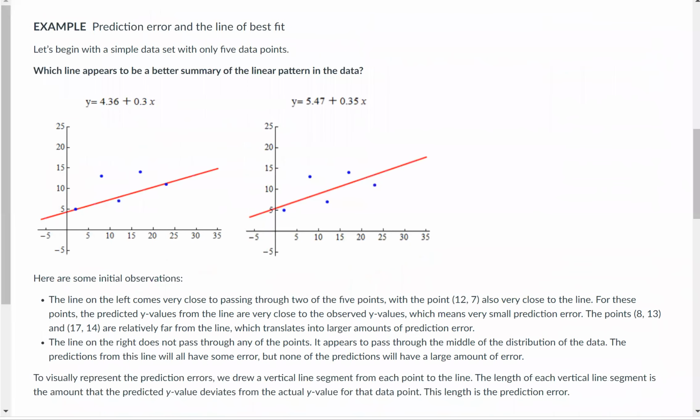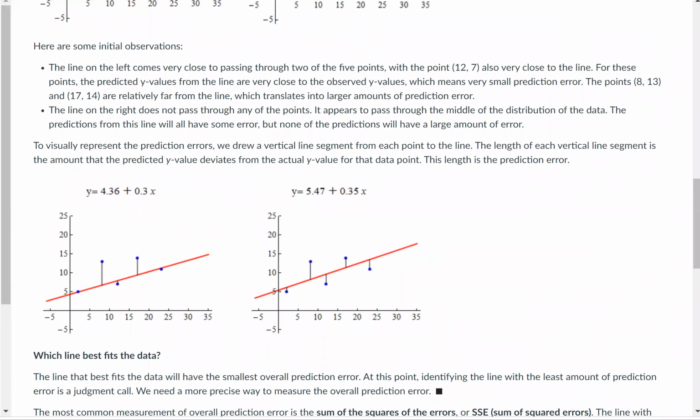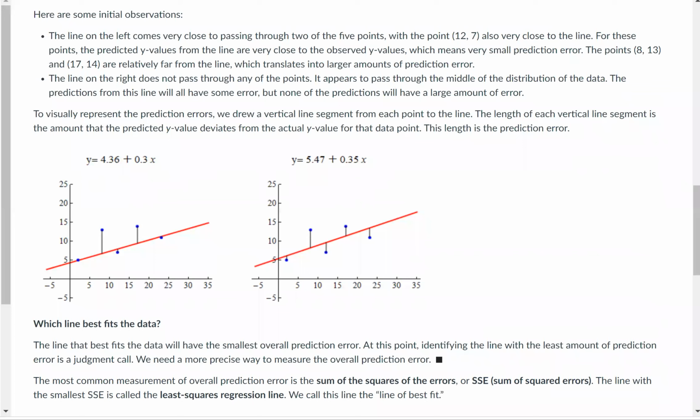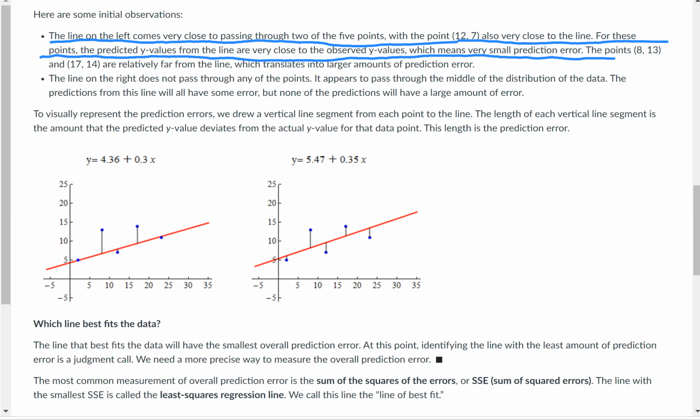Let's look down here. Here are some initial observations. The line on the left comes very close to passing through 2 of the 5 points, with the point 12,7 also very close to the line. For these points, the predicted y values from the line are very close to the observed y values, which means very small prediction error. The points 8,13 and 17,14 are relatively far from the line, which translates into larger amounts of prediction error. The line on the right does not pass through any of the points.